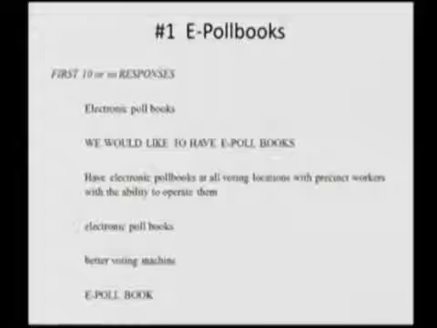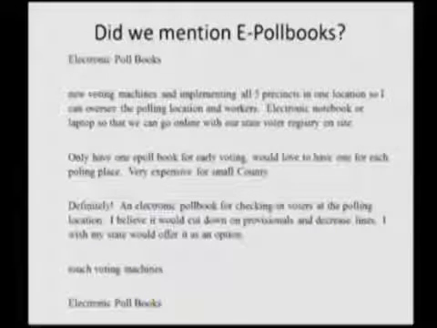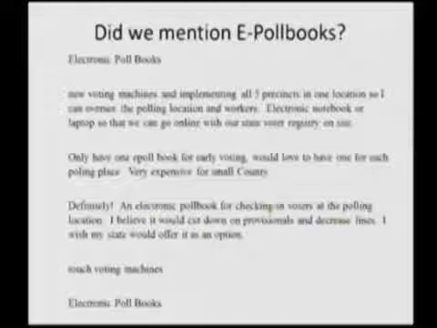Number 1, 2/3 of them said this. E-poll books. Here are the first, I'm not making this up, here are the first 10 responses to this open-ended question. First person, electronic poll books. Second person, in all capitals, we would like to have e-poll books. Third person, have electronic poll books, all voting locations with precinct workers with the ability to operate them. 5th, electronic poll books. 6th, okay, better voting technology. 7th, e-poll books. Did we mention e-poll books? Electronic poll books. It goes on. Definitely electronic poll books.